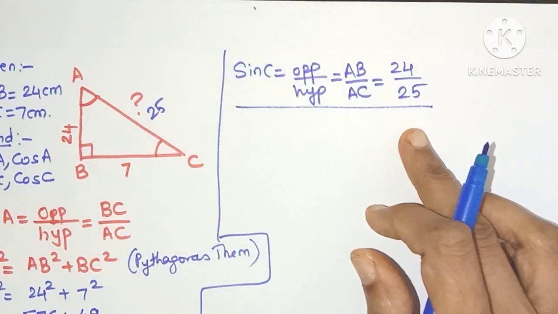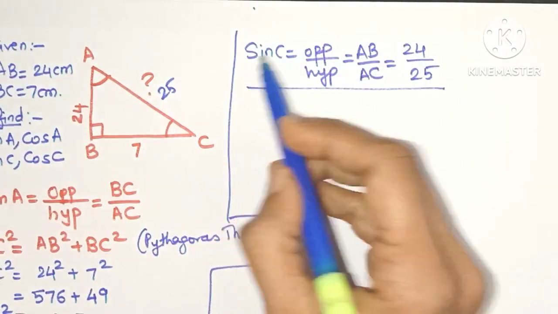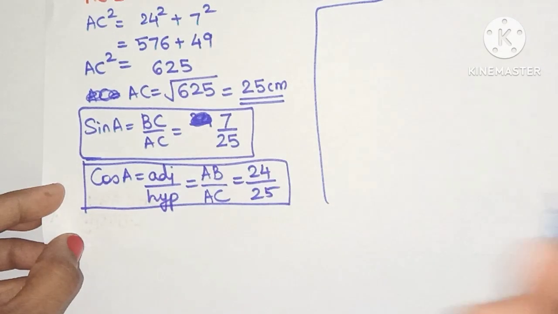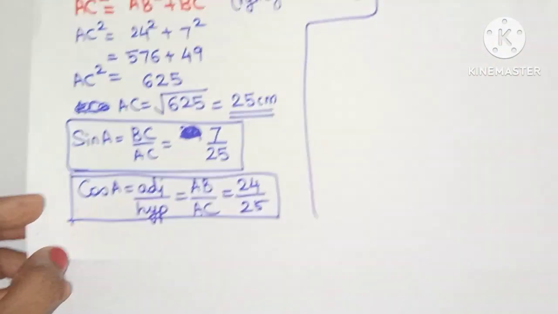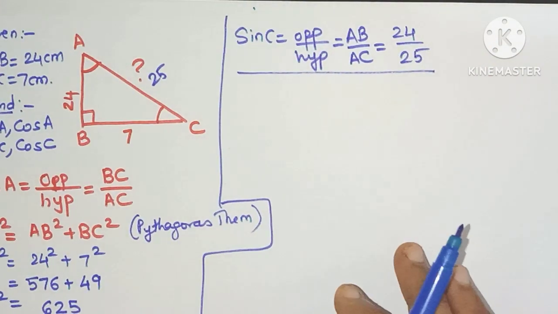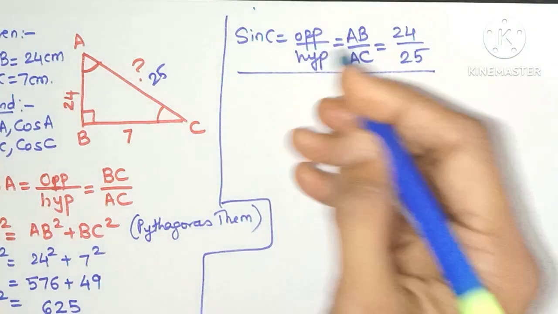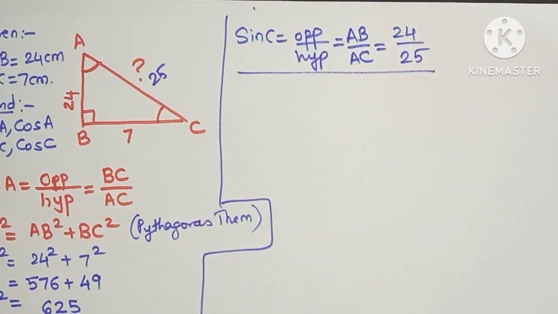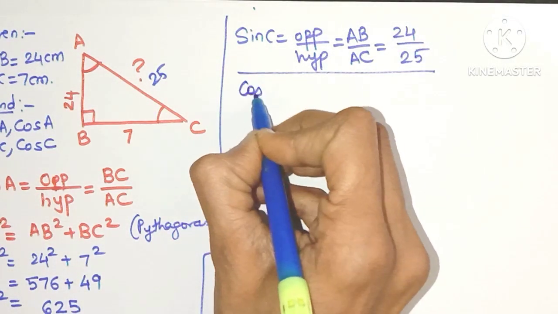Okay, friends. Now, did you notice one interesting thing? Sin C is 24 by 25 and cos A is 24 by 25. Did you see that? They are both equal. So, it's an interesting observation, and as you proceed further in the chapter, you will come to know why those two ratios are the same. Anyways, let's now find out cos C.